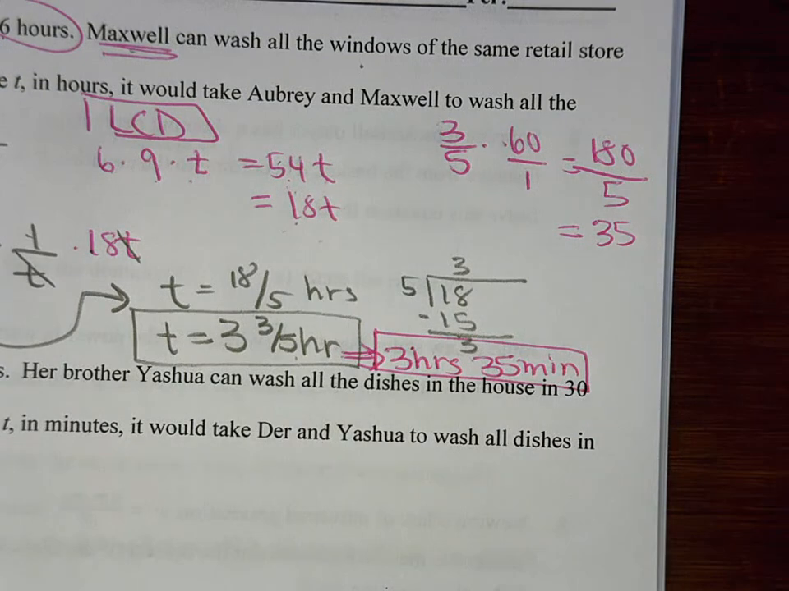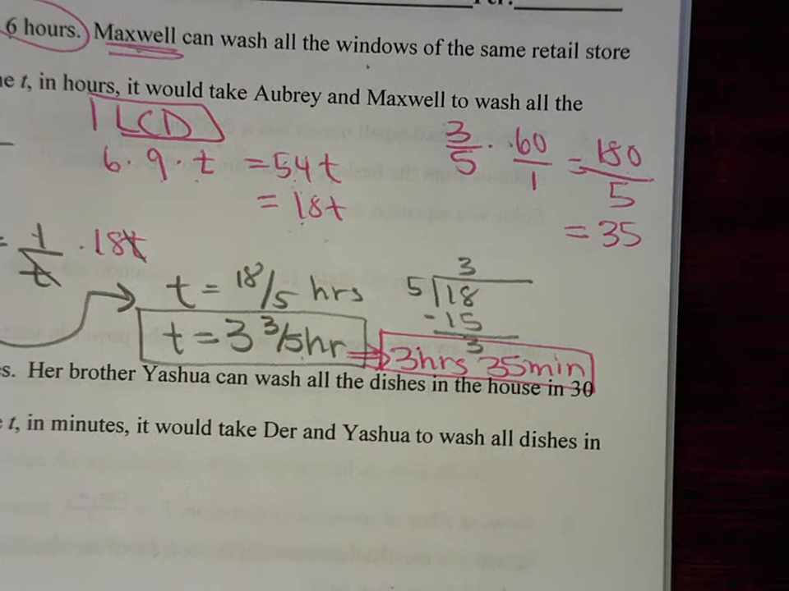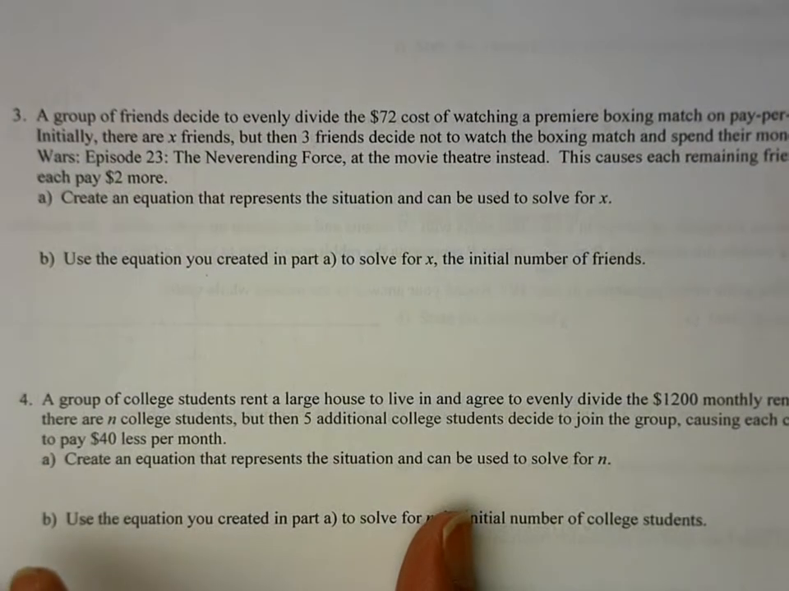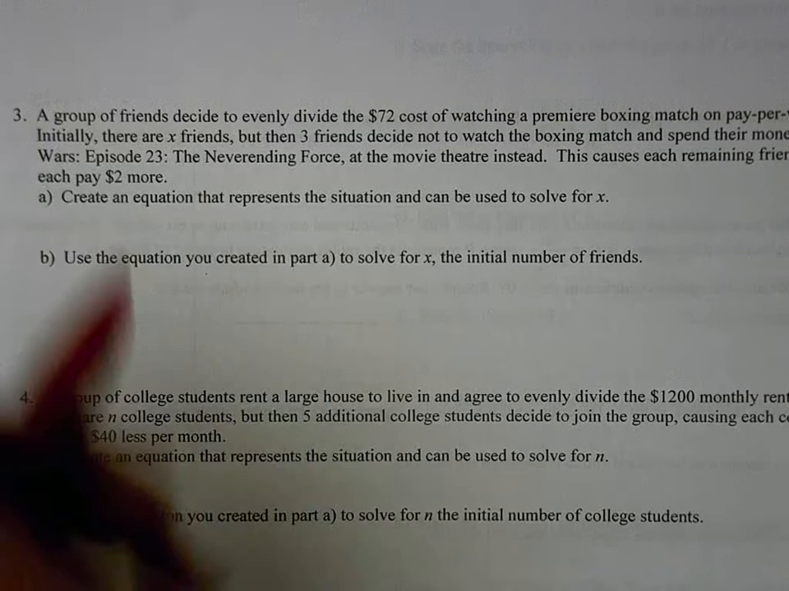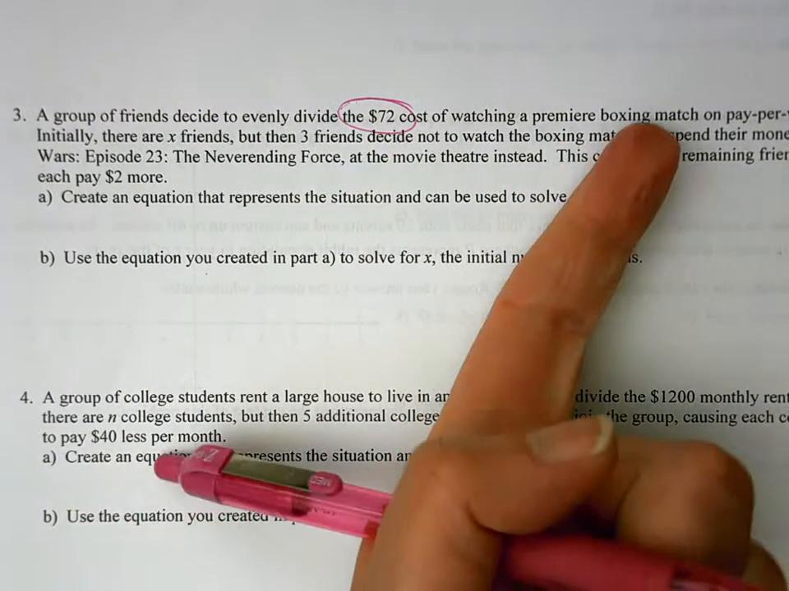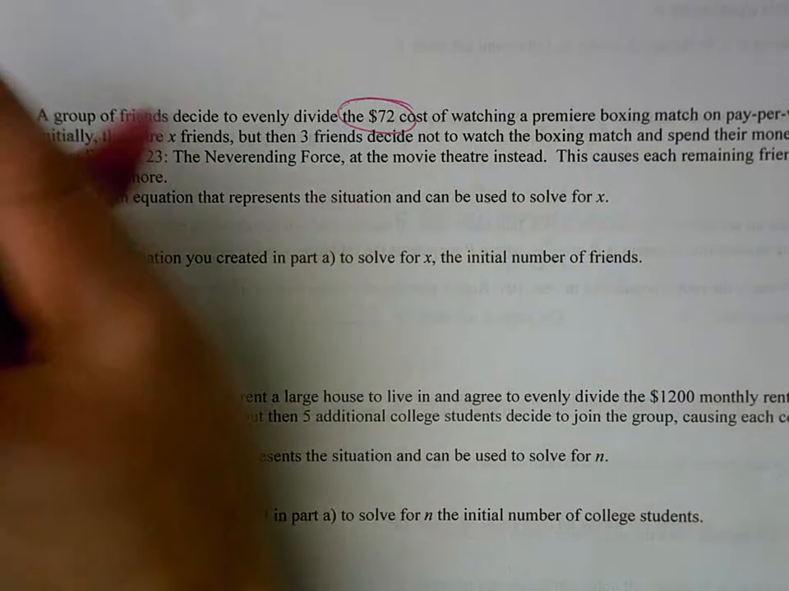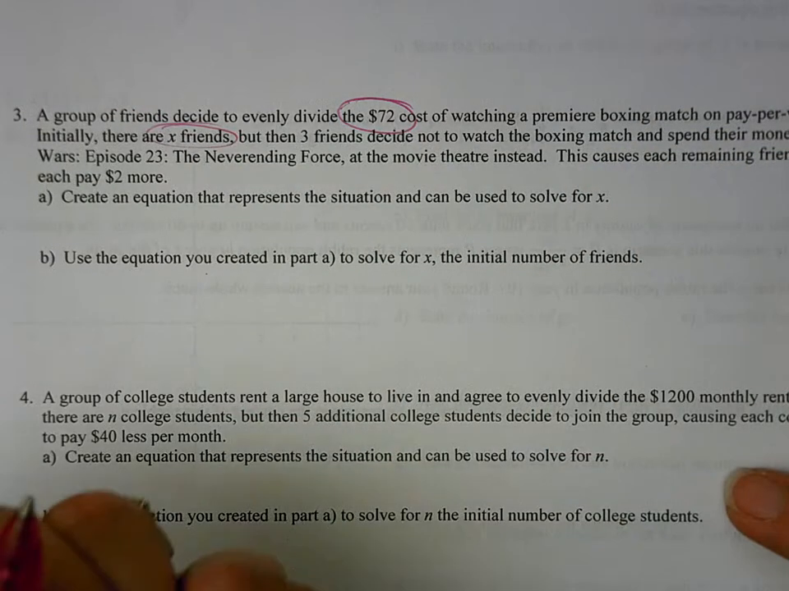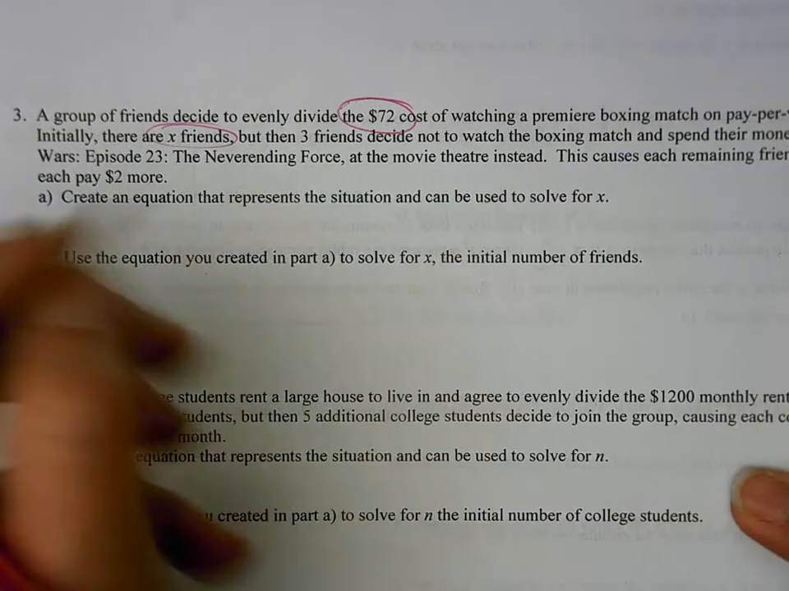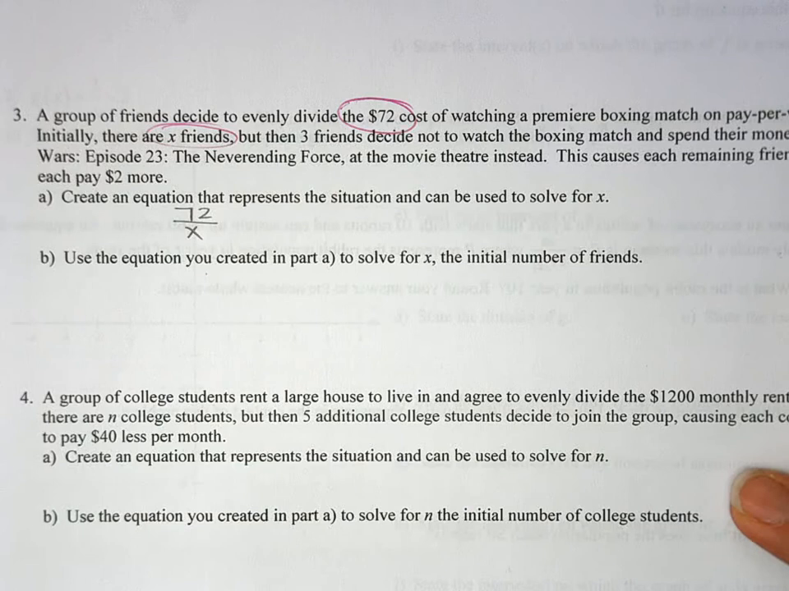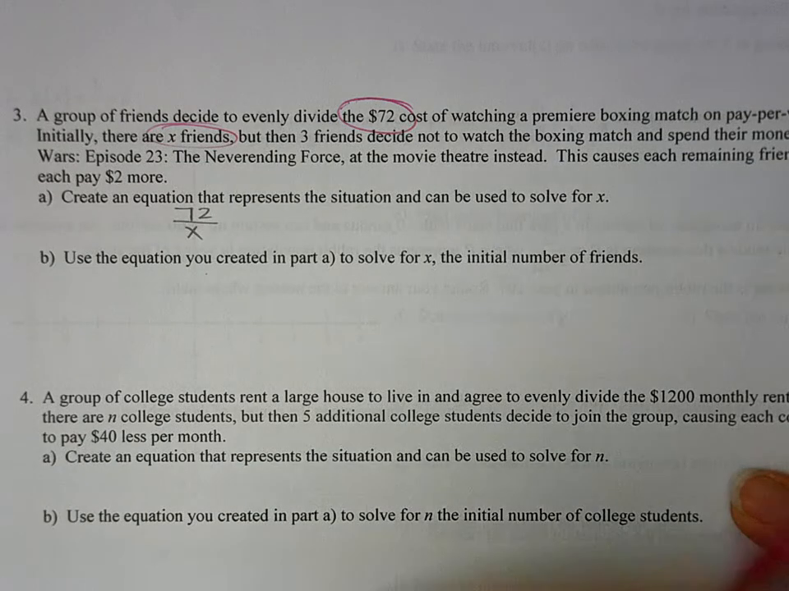Okay. All right, and then let's take a look at question number 3. We have a group of friends who start out with a $72 pay-per-view, and there's originally X friends. So my original amount is 72 over X. That's the original cost, the price per person, right?